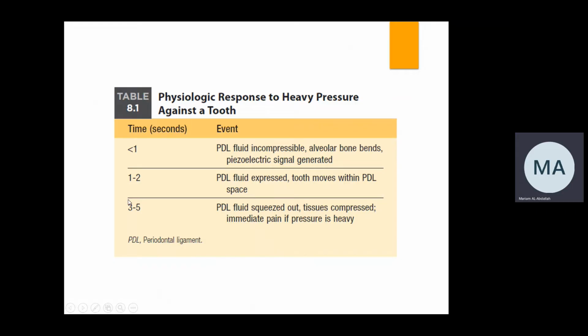If this heavy force lasts about 3 to 5 seconds, then the whole fluids will be squeezed out. Tissues will be compressed, and we will have immediate pain if pressure is heavy. And the normal reaction when this happens during mastication is immediate opening of the mouth. So if you're eating and there is immediate pain, then the normal reaction is for you to open quickly in order to relieve this pain. So this is what happens during normal masticatory function.